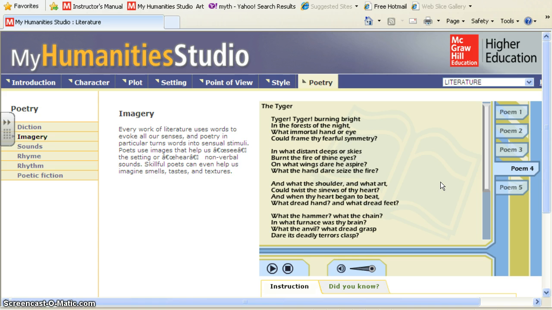And so some of it is the visual imagery of what the tiger looks like, but the power of it and the tension in it is that it's an animal of prey and great power. And then it uses some imagery here. What the hammer? What the chain? In what furnace was thy brain? What the anvil? What dread grasp dare its deadly terrors clasp? And so it's got some visual images to create this idea of a blacksmith creating this tiger in a furnace. That's another use of imagery there.